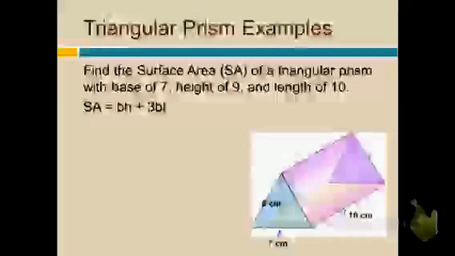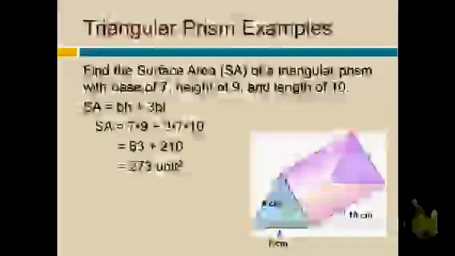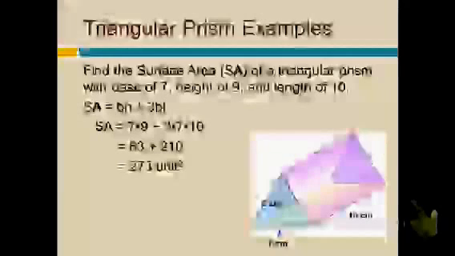The reason we have to have 3 times the base times length is that each side of the prism is really a rectangle, and the formula for the area of a rectangle is base times length. Since we have 3 of them, we have to multiply by 3. The base times height accounts for the fact that each end of the prism is a triangle. The formula for the area of a triangle is 1/2 base times height, but since we have 2 bases, that yields base times height. So in this case, we substitute 7 for the base, 9 for height, and 10 for length. We would simplify and find that we have a surface area of 273 units squared.